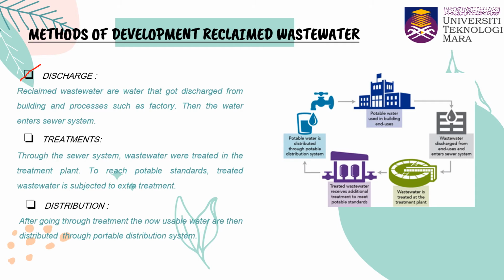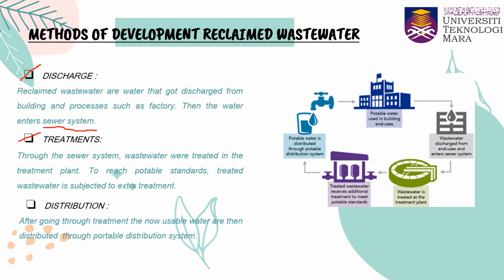So the reclaimed wastewater is water that gets discharged from buildings and processes such as factories. Then the water will enter the sewer system. We collect the discharge from the wastewater sources to be reclaimed, and it is collected in the sewer system. And then the sewer system will be connected to the treatment system.